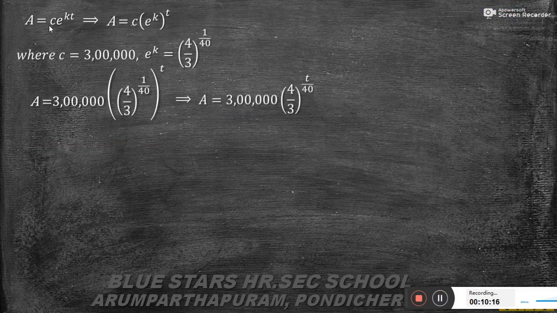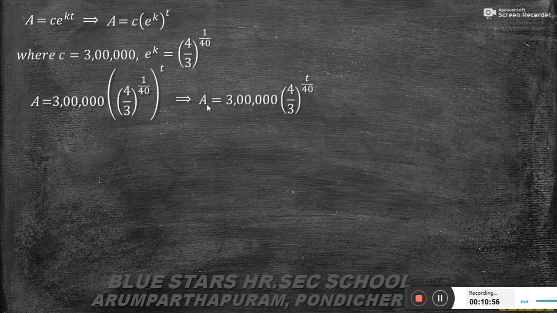You see here A equal to C into e power kt, which implies A equal to C into (e power k) whole power t. So I substitute C equal to 3 lakh, and e power k equal to (4 by 3) power 1 by 40. So A equal to 3 lakh into the e power k value, (4 by 3) whole power 1 by 40, whole power t. So the next step, A equal to 3 lakh into (4 by 3) power t by 40.